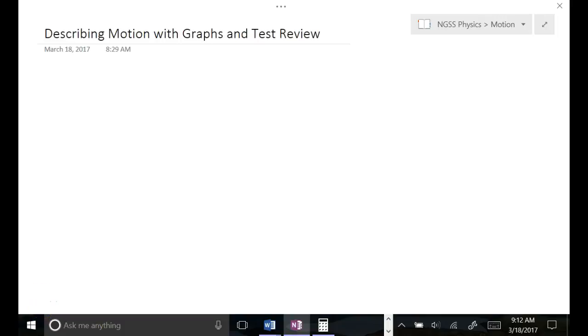Okay, let's take a look at motion from a graphical perspective. Say, for example, I accelerate from 0 meters per second to 25 meters per second in 5 seconds.